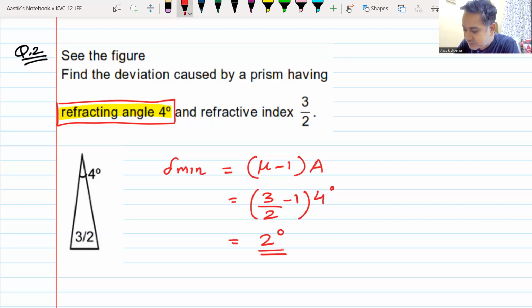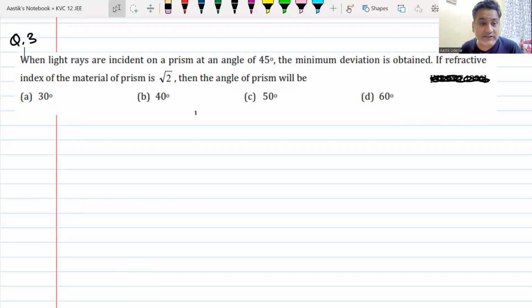Question number 3. Now, let us move on to the type of question that you find in the examination hall, and this is one. When light rays are incident on a prism at an angle of 45 degrees, minimum deviation is obtained. If refractive index of the material of the prism is √2, what is the angle of the prism?